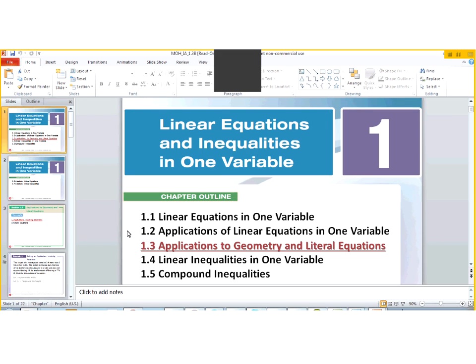Section 1.3 deals with applications of geometry. Let's take a look at some of the examples here.